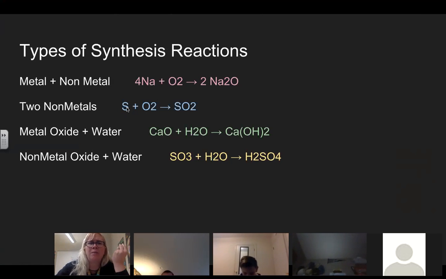Otherwise, right, what's going to happen here? What would replace between sulfur and oxygen? Don't know, right? There's nothing to replace. They have to combine to make something new. Otherwise, what are they going to do?